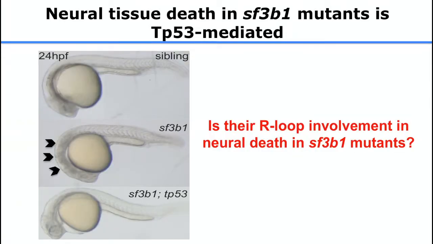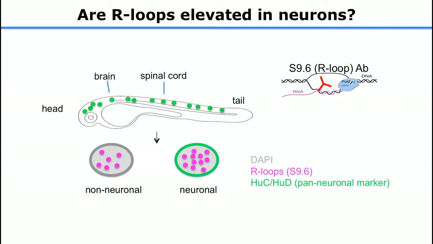So we know that it's DNA damage response mediated, but is it R-loop mediated? To find out, we wanted to know if there were elevated R-loop levels in the neurons in Sf3b1 mutants. We used an antibody that recognizes the RNA-DNA hybrid moiety of the R-loop. This antibody was developed in the 1980s, and it's called S9.6. It's a monoclonal antibody that's relatively selective for RNA-DNA hybrids. We dissociated the animals and stained the cells for a pan-neuronal marker, HuC/HuD, which is also called ELAV. That way we can distinguish neuronal cells from non-neuronal cells, and ask what the R-loop levels are in each, and whether they differ between mutants and wild-type animals.